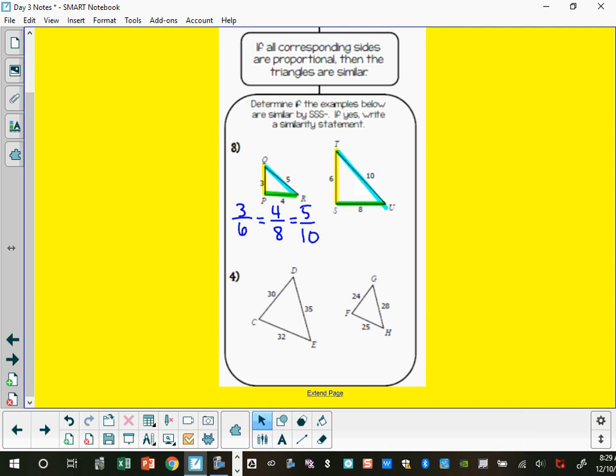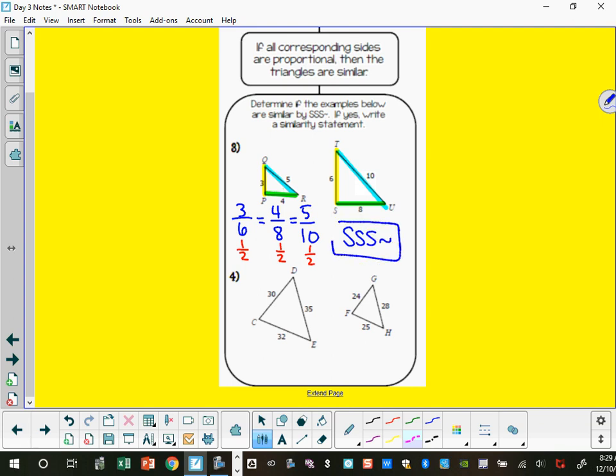What does 3 over 6 reduce to? 1 over 2. What about 4 over 8? 1 over 2 also. What about 5 over 10? 1 over 2. Alright, so is our proportion the same for all of them? Yes, so therefore I can prove that this is side similarity. So what you have to do for this lesson is check to make sure that it is side. If all of our ratios are the same, then it is confirmed that it is side.